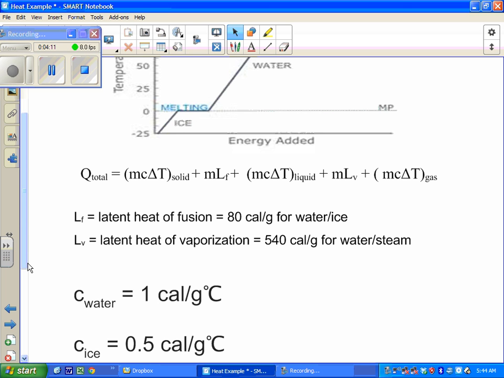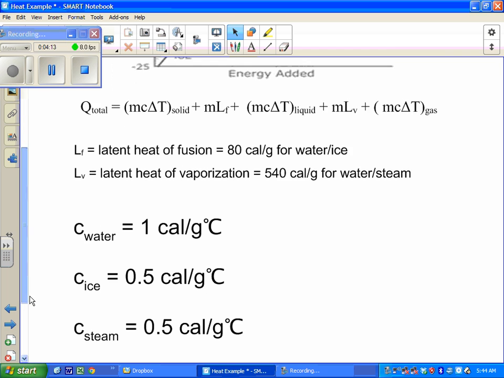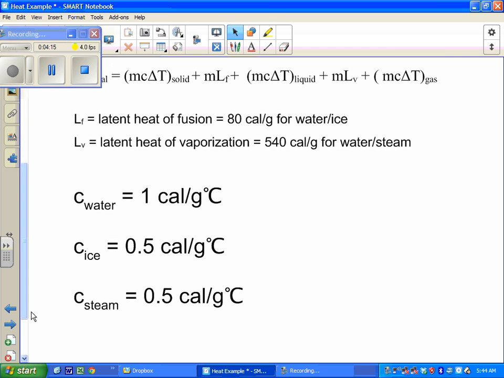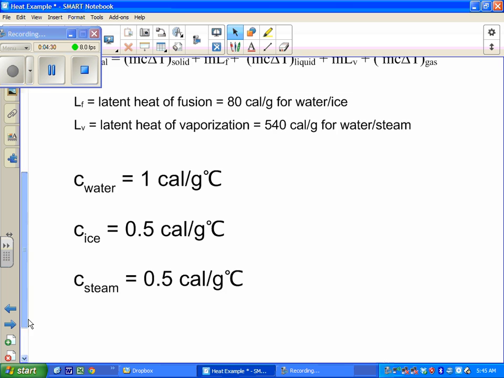And we also have the specific heat that I was mentioning. And the specific heat of water we know is 1 calorie per gram degree Celsius. But we also need to know steam and ice, and fortunate for us, they're both a half, which makes it easy to deal with. So, let's do an example.